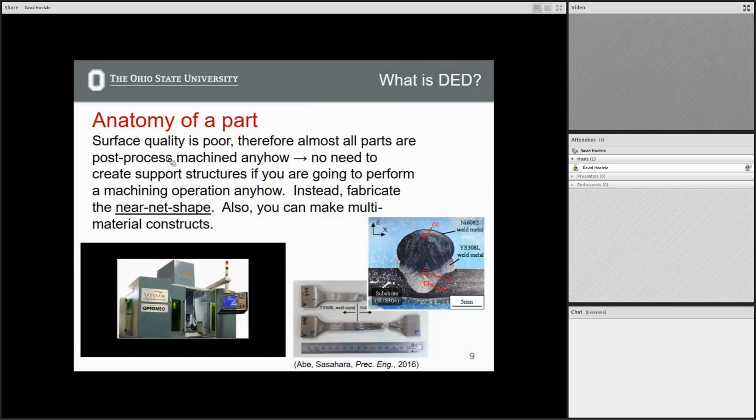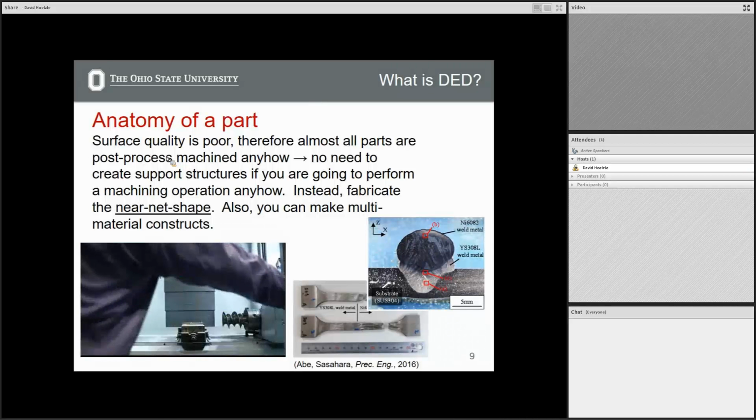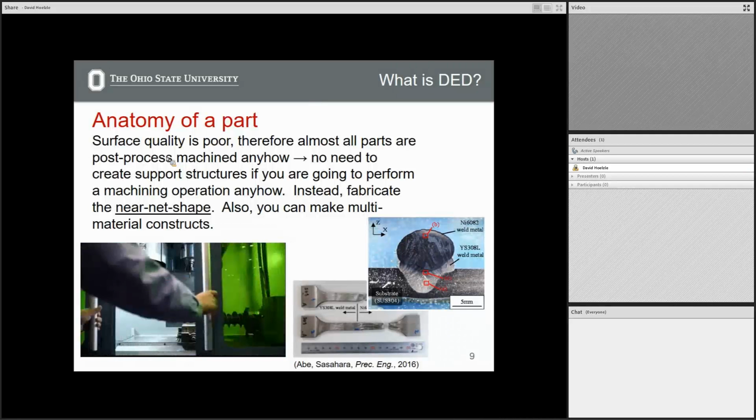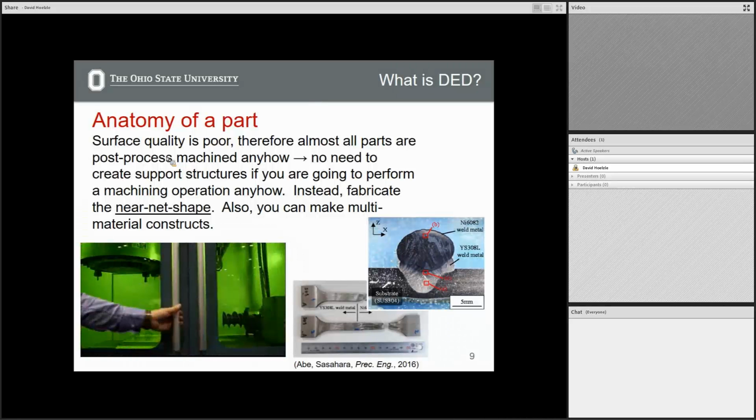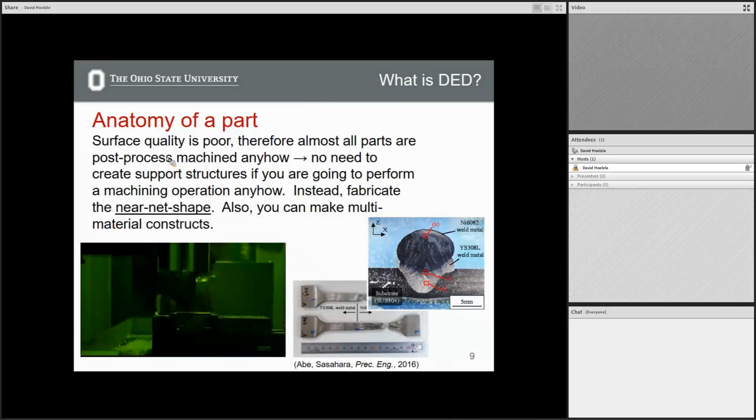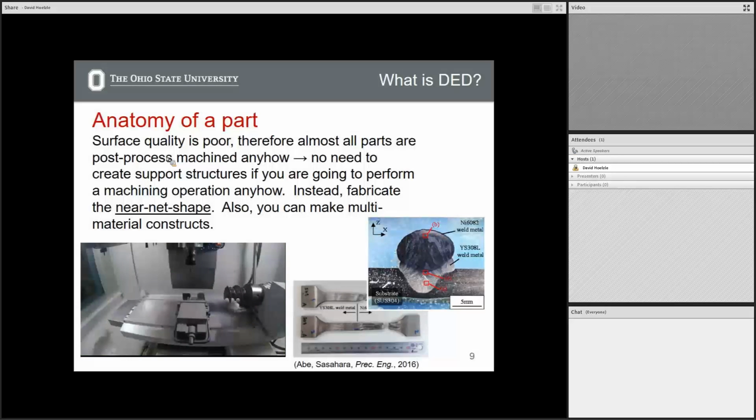So here's the Optomec system. So enclosed environments. You can see then the addition of material here. This is the head, adding material. And then here, in the same system, without ever removing the part, you have a mill.